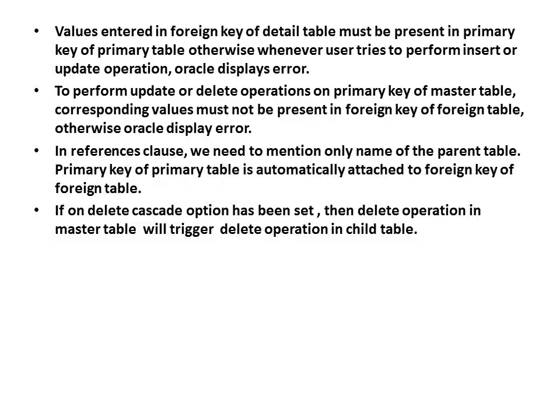To perform update or delete operations on the primary key column, the corresponding foreign key column must not have any values, otherwise Oracle displays an error message. Primary key of the primary table is automatically attached to the foreign key of the foreign table. If we set delete cascade, then a delete operation in the parent table will trigger a delete operation in the child table.